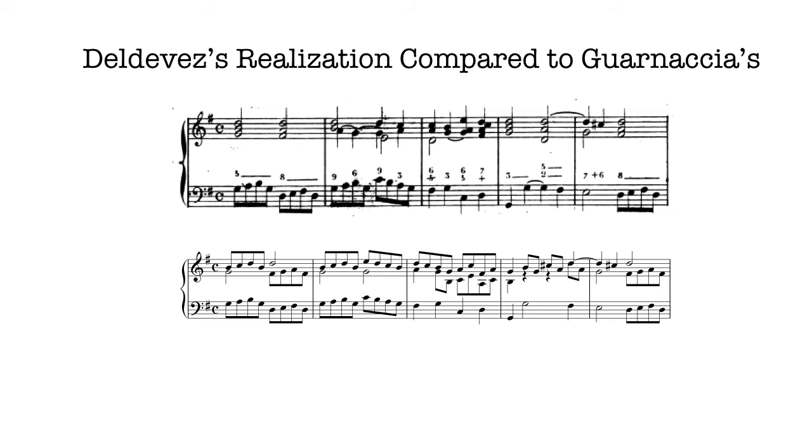In Guarnacha's realization, by contrast, it's in the 4th measure that the C sharp appears. So for Guarnacha, the 4th measure is a modulation. And in fact, it's a kind of modulating printer or a double cadence. So let's listen to them both.